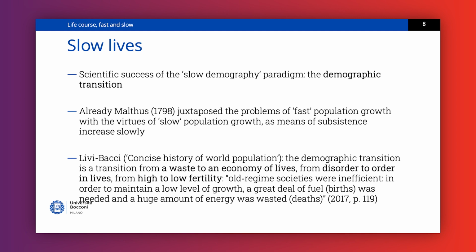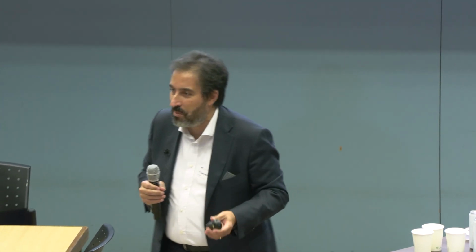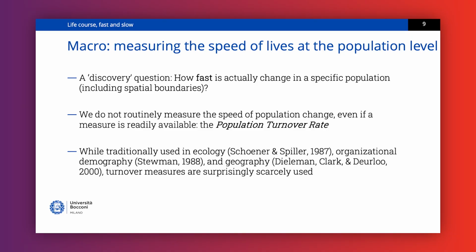And this is the idea of the demographic transition, which comes from this country as well, Malthus, saying if lives change fast, that's a disaster. Okay, lives have to change slowly. And this is exactly the demographic transition idea. We are not wasting energy in lots of dynamics. So how fast is actually population change? Do we know that? Can we measure that?